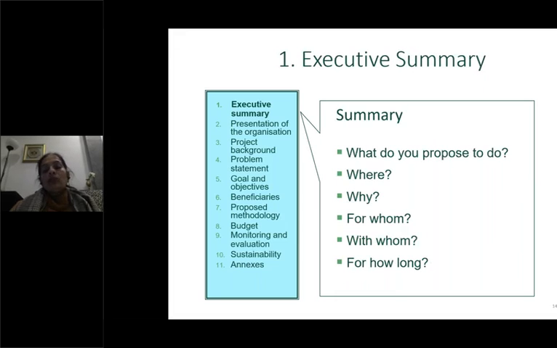Like I told you, it covers what you propose to do, where it has to be done, why it has to be done, who the beneficiaries of the project are, with whom you are collaborating, who is involved, and for how long. So everything is included in this executive summary: what you propose, meaning what the problem is and how you are working on it, where it is to be done, who the lead scientist and the collaborating scientists are, and why you are doing it. The sustainability of everything should be included in the executive summary. Next, please.